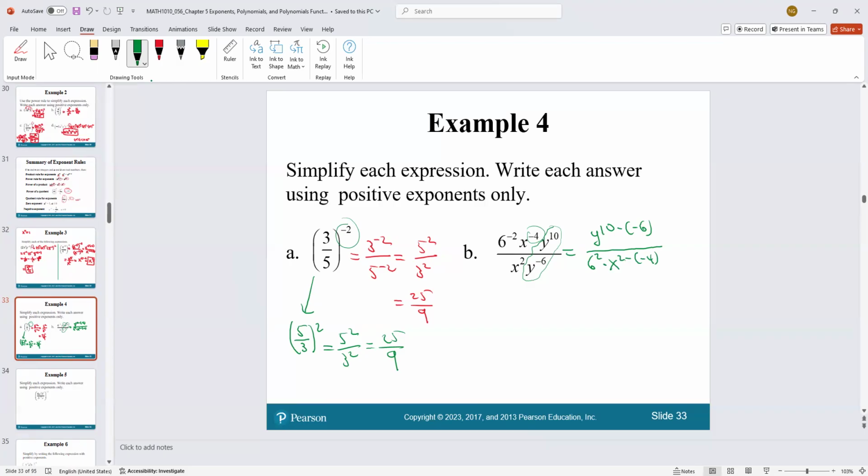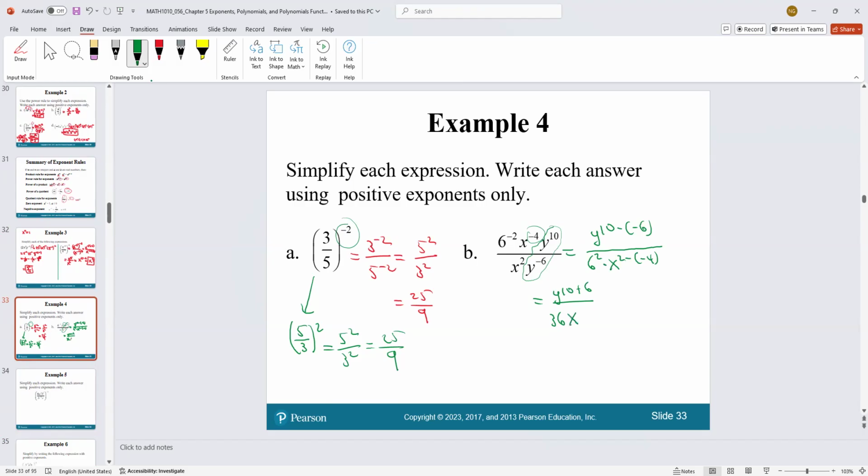Now, you see -6, so that would be y 10 plus 6. 6 power 2 is 36. If it was in the numerator, I wouldn't be able to do it. Okay, I wouldn't be able to do it.